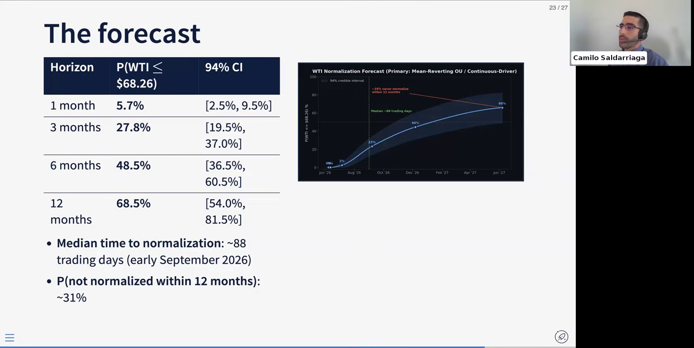The probability was 27% for the process being reverted in the next 3 months, 48% in the next 6 months, and 68% in the next 12 months, with a median time to normalization of 88 days, which means the median estimation according to the model will be around September 2026, and a probability of the price not being normalized in the next 12 months of 31%.